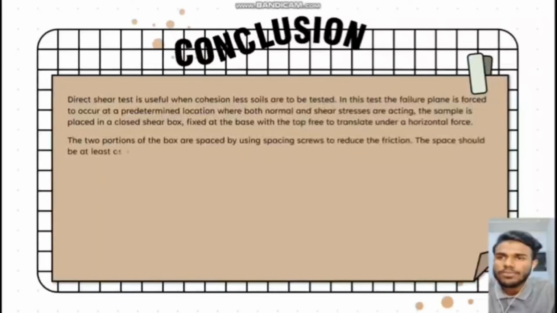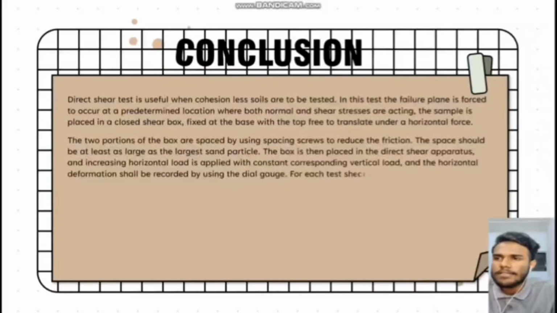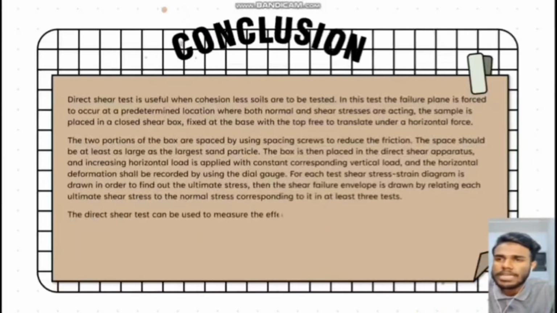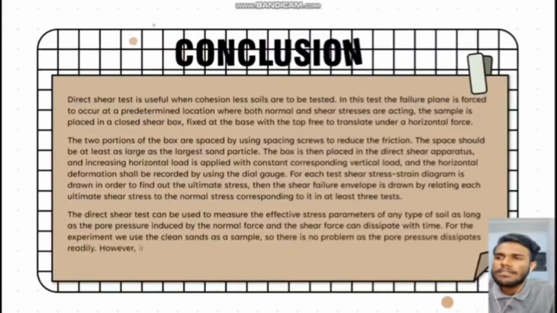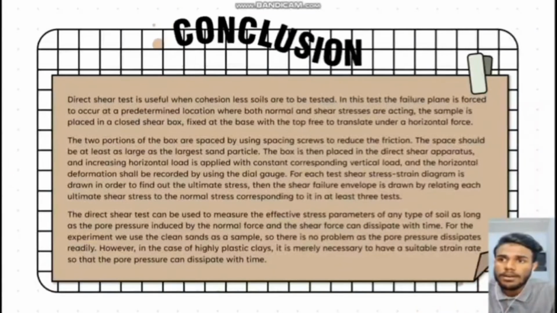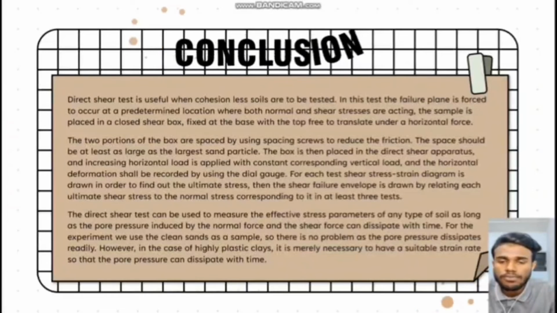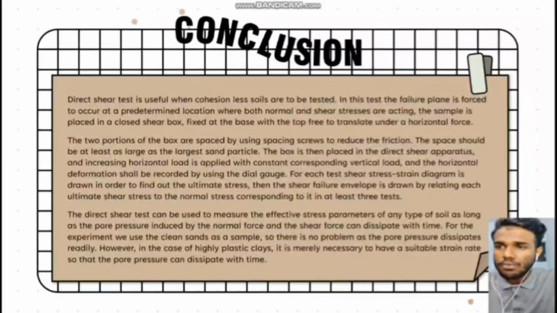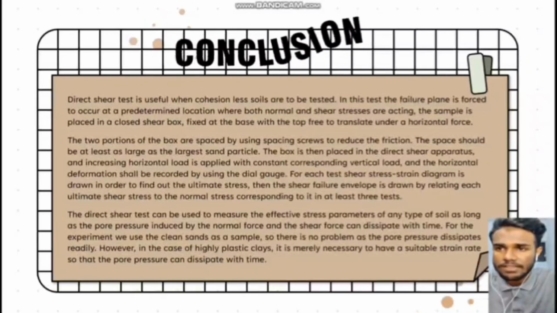The direct shear test is useful when cohesionless soils are to be tested. In this test, the failure plane is forced to occur at a predetermined location where both normal and shear stress are attained. The sample is placed in a closed shear box fixed at the base with the top free to translate under a horizontal force. The two portions of the box are separated by using a spacing screw to reduce the friction. The space should be at least as large as the largest sand particle.